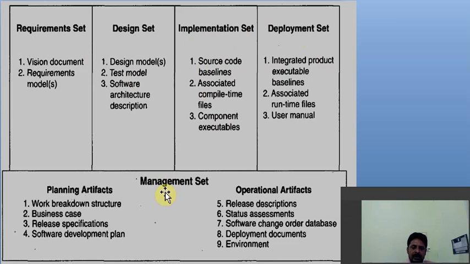The more important one here is the management set. In the management set, artifacts are divided into two types: planning artifacts and operational artifacts. The planning artifacts are work breakdown structure, business case, release specifications, and software development plan. Operational artifacts are release descriptions, status assessments, software change order database, deployment documents, and environment. So whatever we have mentioned in the management set, we need to look at all these things.